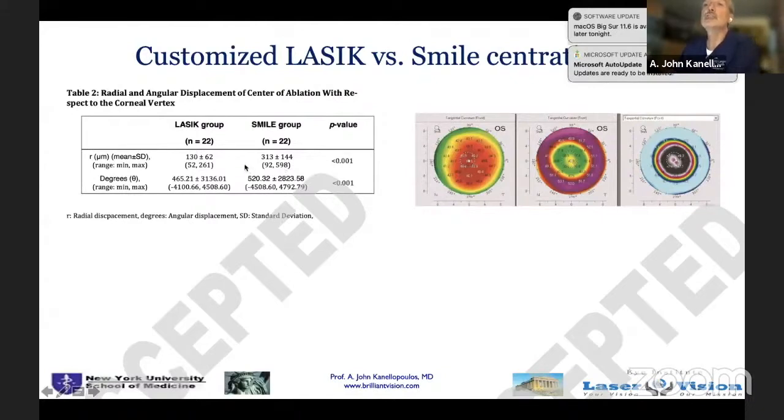The LASIK deviation from the center of this image, which theoretically is the cornea vertex, was 130 microns, where the SMILE eyes were 313 microns. And it really underlines the power that our excimer lasers have today, and specifically the EX500. So not only with the Contura, we're able to treat cornea coma, we're able to adjust cyclorotation, but we're able to aim more precisely at the time of the procedure. And this is really an eye-opener for us.